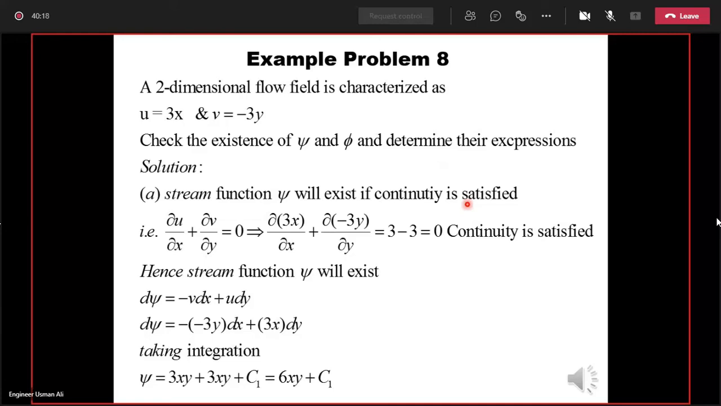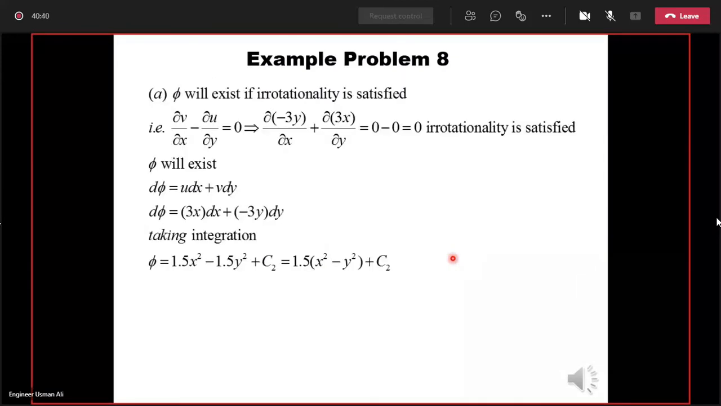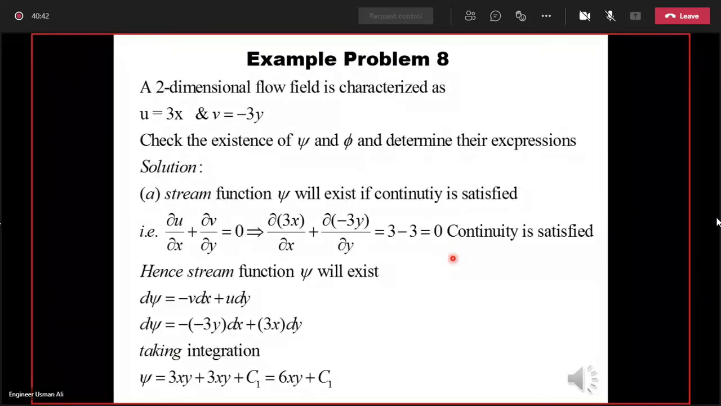We know the two-dimensional continuity equation: partial u over partial x plus partial v over partial y is 0. Putting the values, u is 3x and v is minus 3y. Partial of 3x over partial x is 3, and partial of minus 3y over partial y is minus 3. So that will be 0. It means continuity is satisfied, and once continuity is satisfied, the stream function will definitely exist in this case.